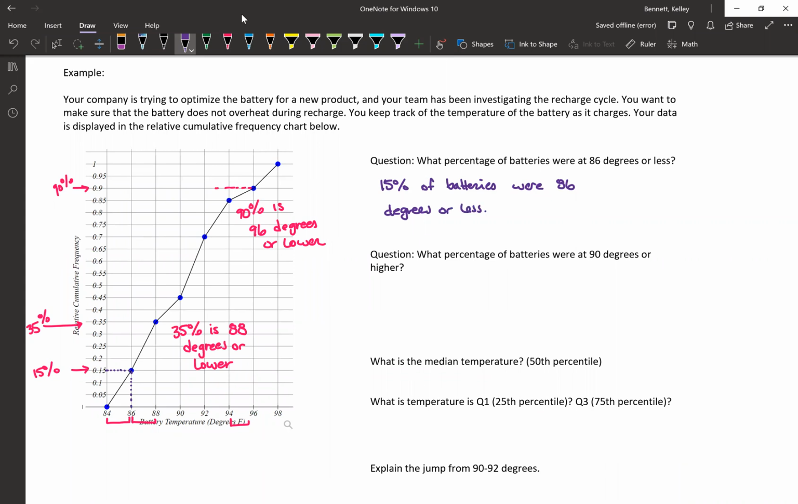Next question, what percentage of batteries were at 90 degrees or higher? So let's start with 90 degrees or less. So 90 degrees or less, let me find my 90.